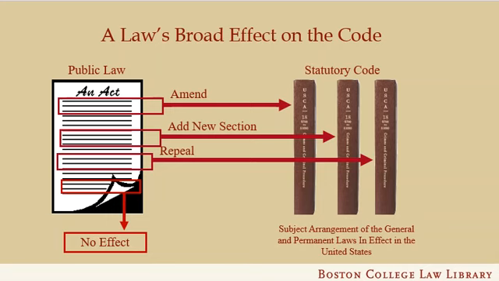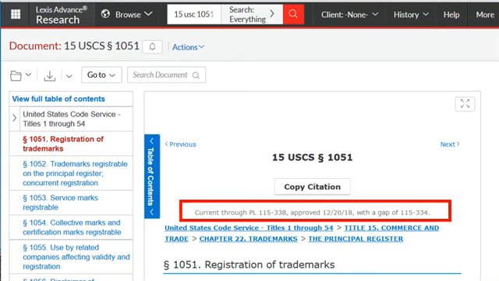And whether you're using a print code or an online version, there is generally a lag between the enactment of a law and its publication as a session law, and the incorporation of that statutory change into the associated code. So the first step in verifying that you are looking at a current law is to check the currency statement of the code you are using.